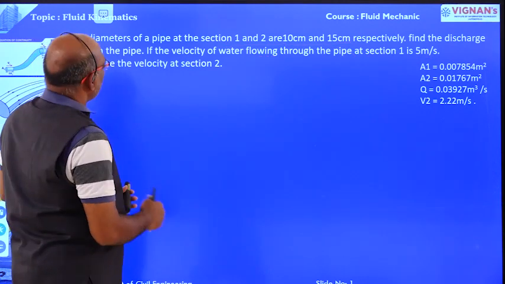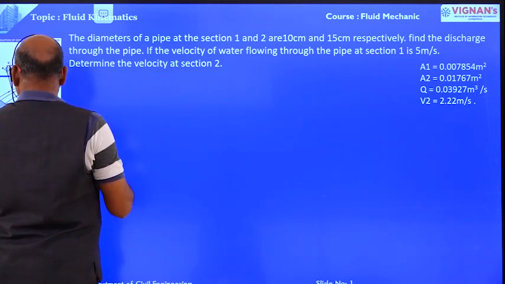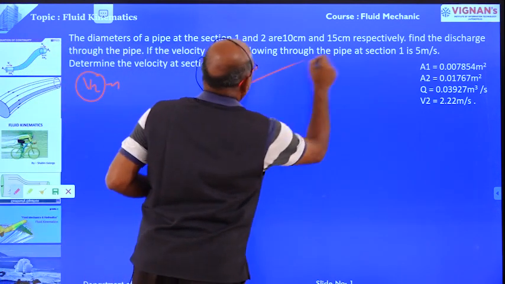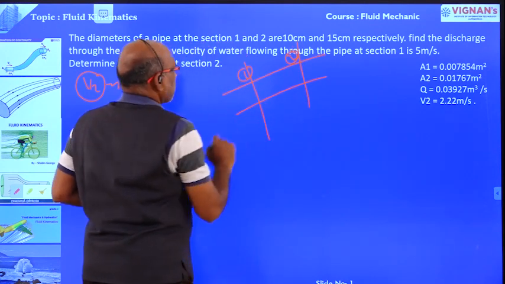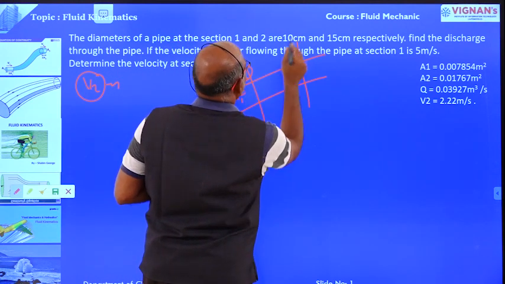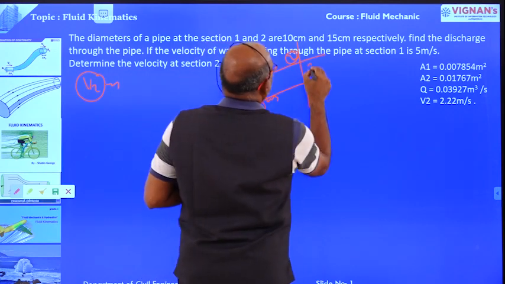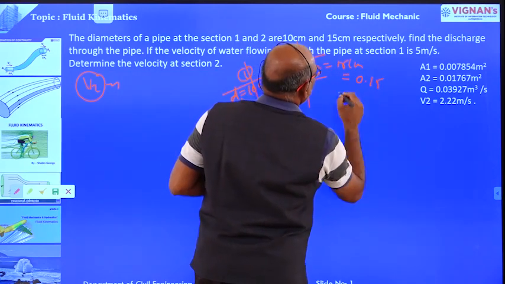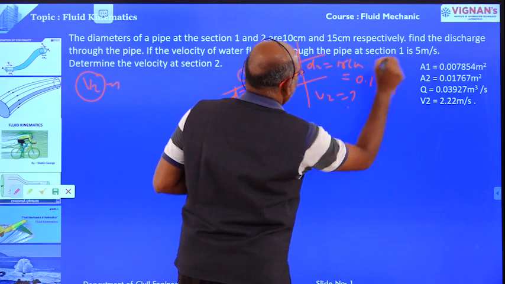Then the second question: what is the velocity of flow at section 2,2? Velocity of flow at section 2,2 is equal to what value? Right, here also the same diagram. This is section 1,1 and section 2,2. The diameter d1 is the same 10 centimeters, v1 is equal to 5 meters per second, and d2 is equal to 15 centimeters. This converts into meters, 0.15 meters. Then what is the value of v2?